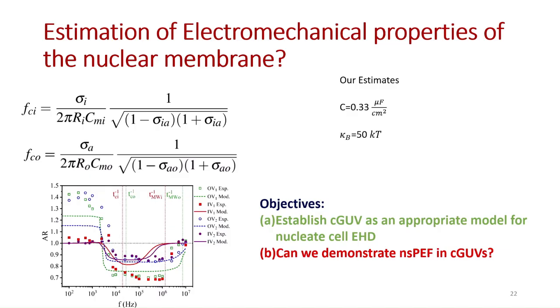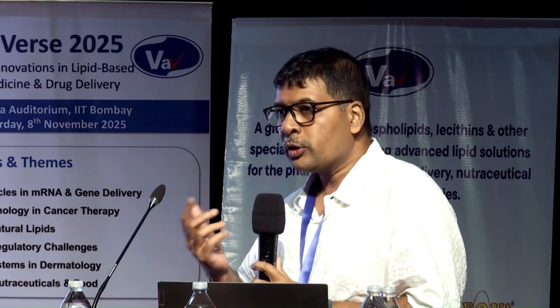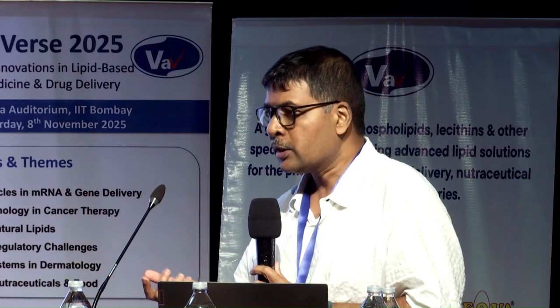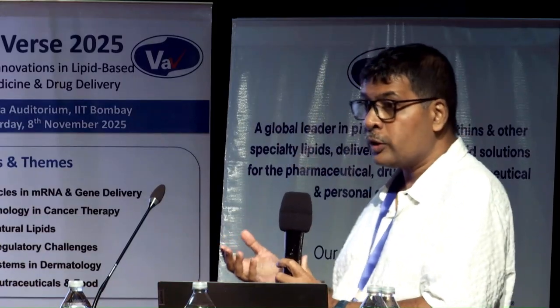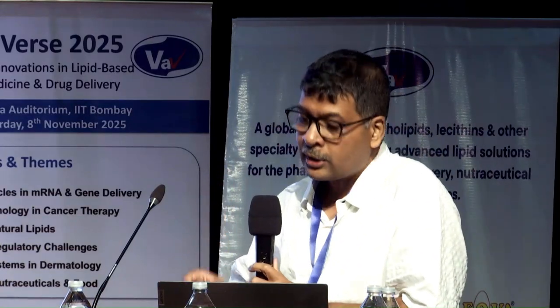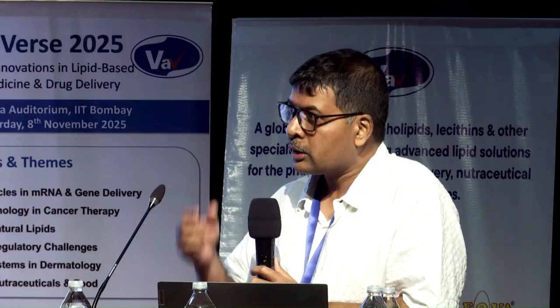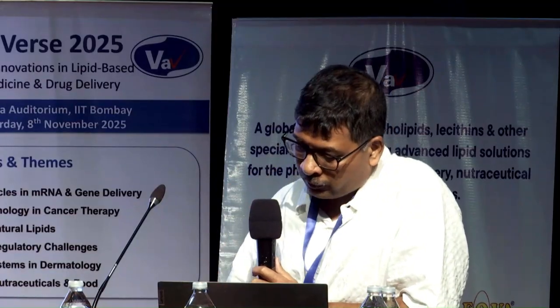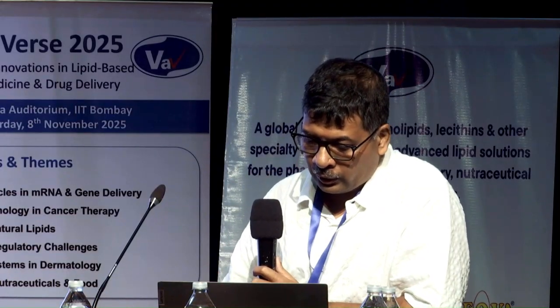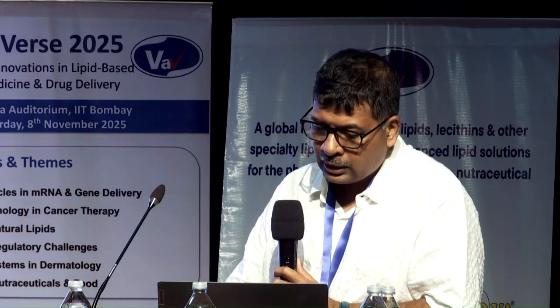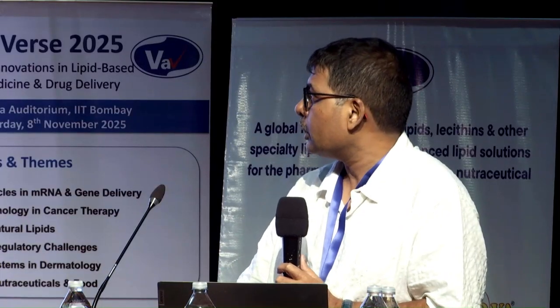So we suggest that this is one of the best ways to estimate both membrane mechanical properties as well as membrane capacitances of the nuclear membrane, because you cannot access the nuclear membrane by methods like micropipette aspiration, which Samir was talking about in the morning. Okay. So having done this, we thought, can we now electroporate eukaryotic cells, in our case compound giant vesicles.